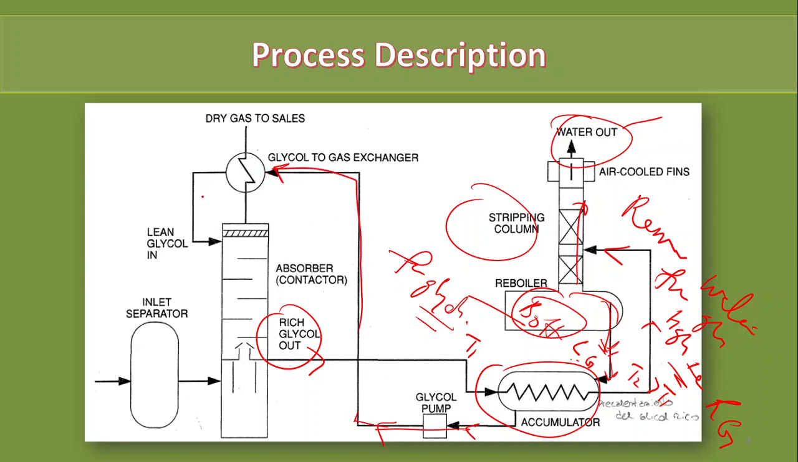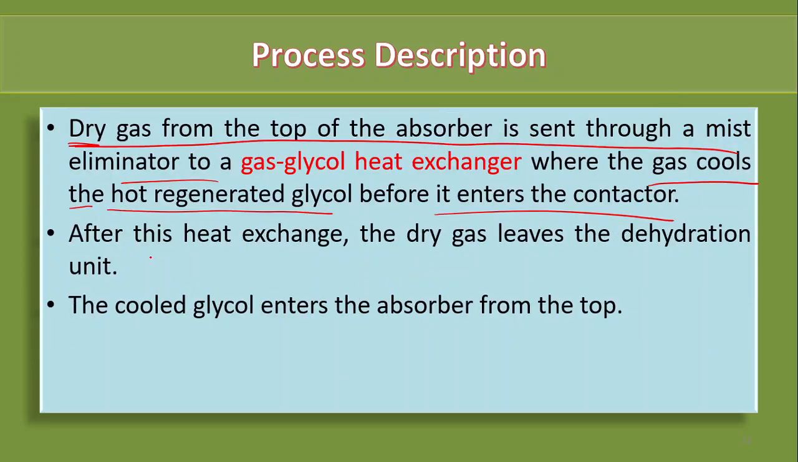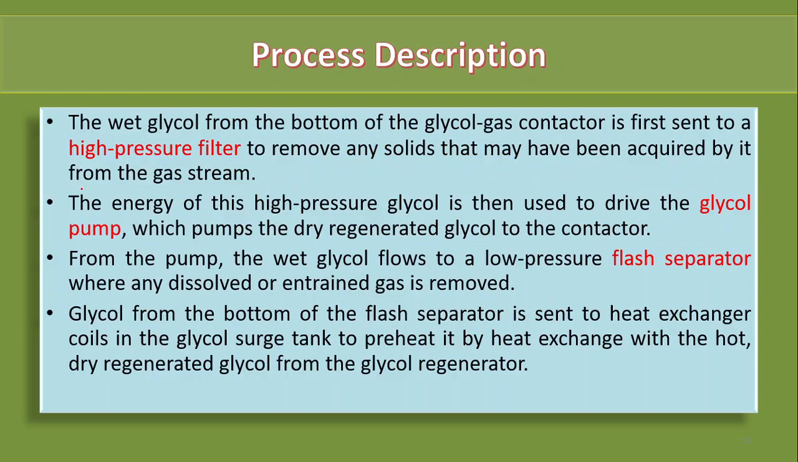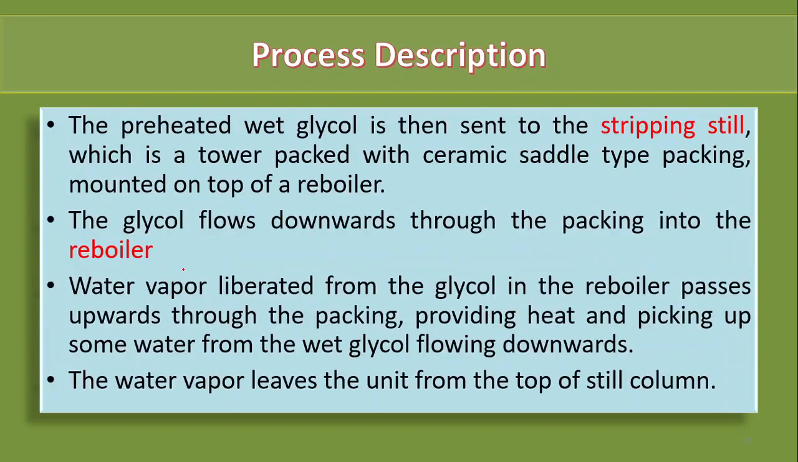Again we need to cool it down. So with the help of the outgoing natural gas, we can cool it down and send it into the absorber column. This is the cycle of the glycol. So this is all about the process description. We have discussed here the heat exchangers, the high pressure filters, glycol pump and separator. All these are required here, and the stripping still is available for the removal of the water, and the reboiler is available here, because in the reboiler the glycol is collected.